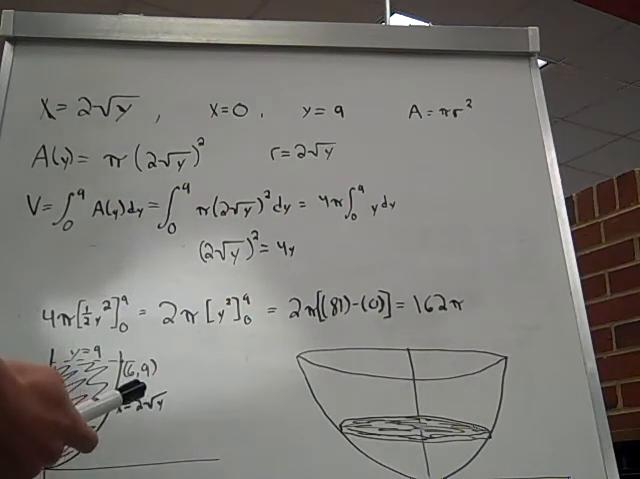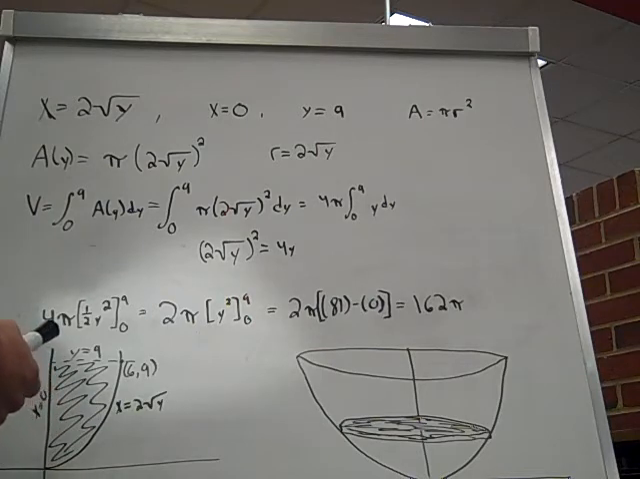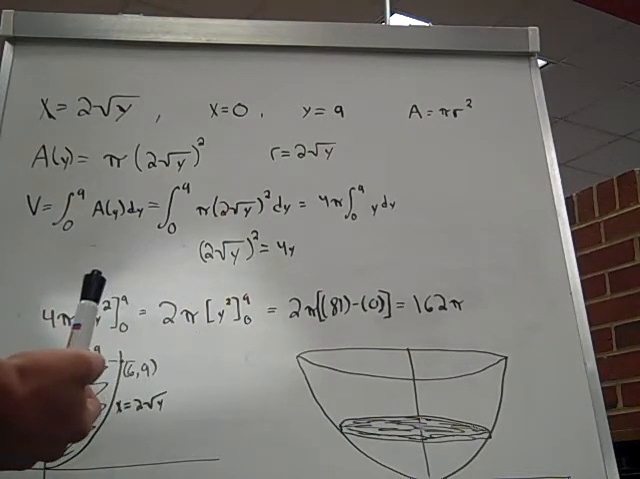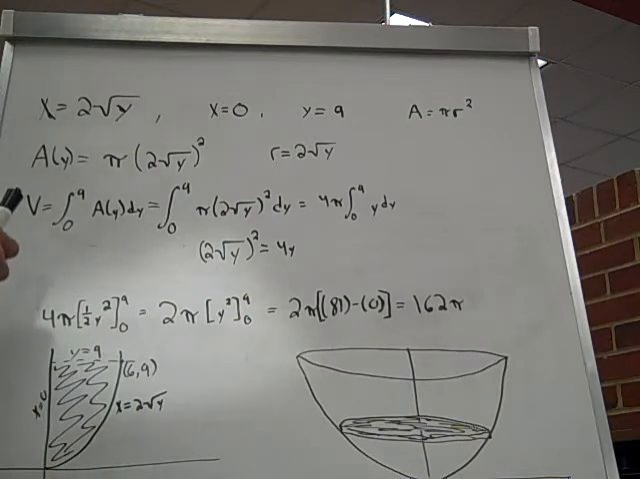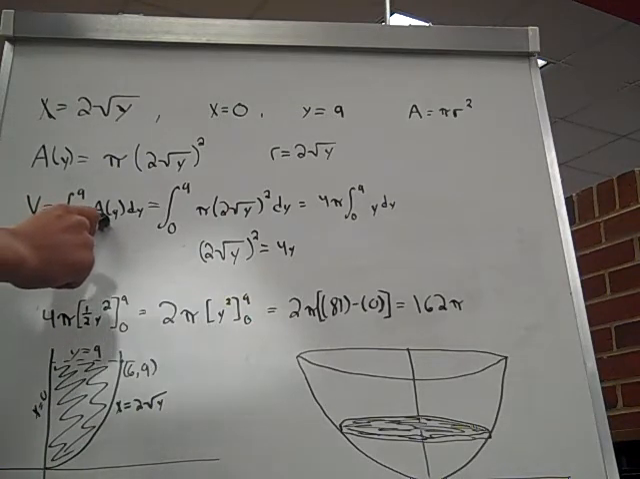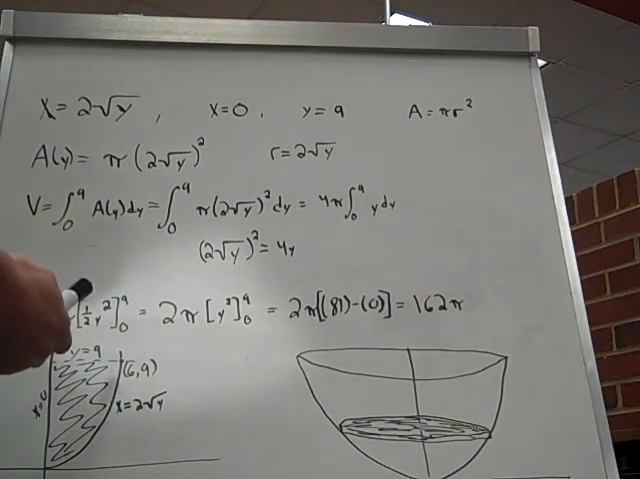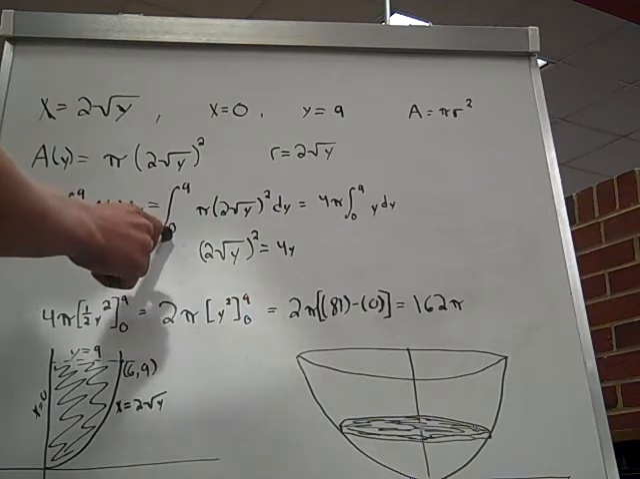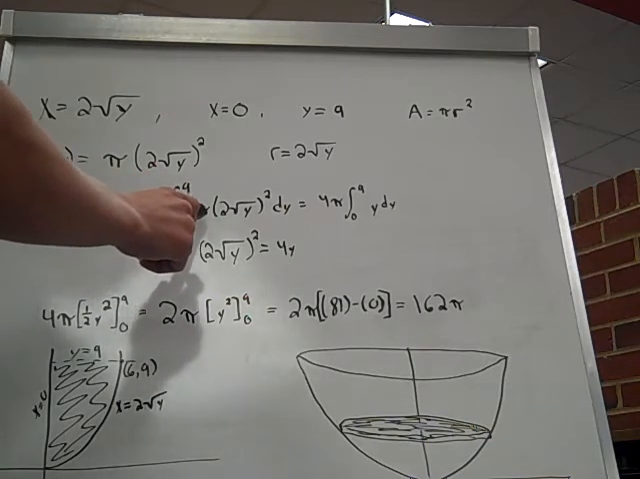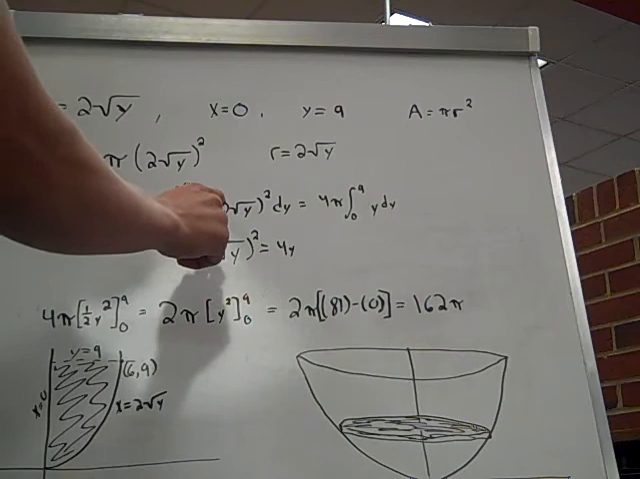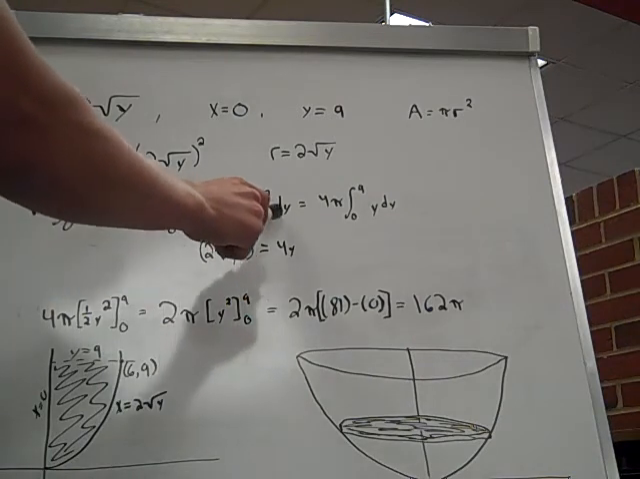The next thing we need to do is find the volume, which we can acquire by rotating that around the y-axis. The formula for volume is the definite integral of the area with respect to y in this case. So we plug in the area to that formula, and we get the definite integral from 0 to 9 of pi times the quantity of 2 times the square root of y all squared with respect to y.